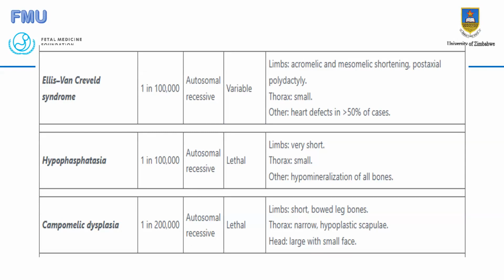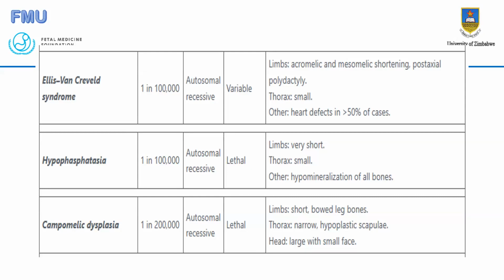Then we have hypophosphatasia. Hypophosphatasia, again, is not a common condition. It occurs in about 1 in 100,000. I think we have one case in our database of this condition. It is autosomal recessive, again 1 in 4 chance, and it is lethal. The limbs are very short, the thorax small, and there is hypomineralization of all the bones.